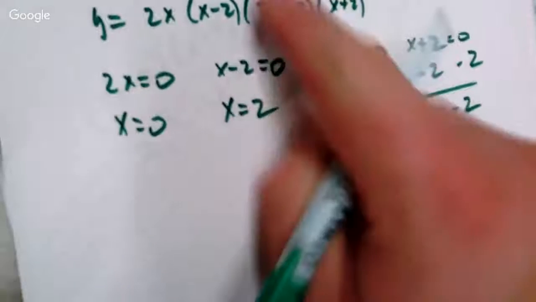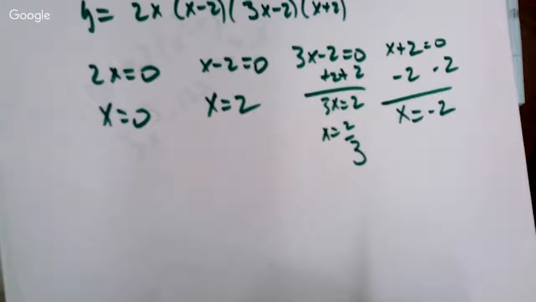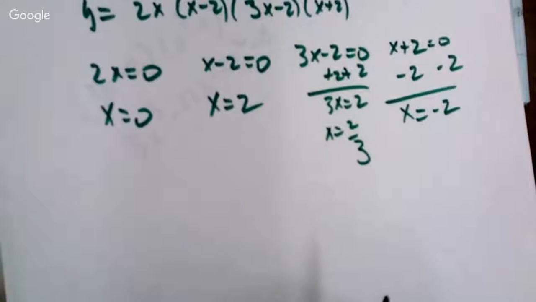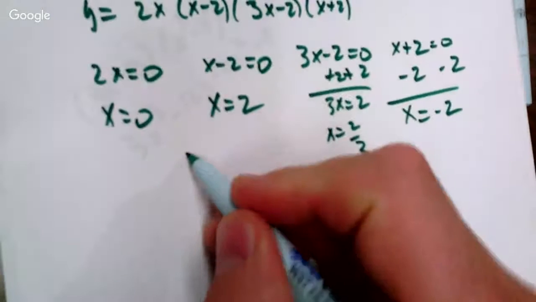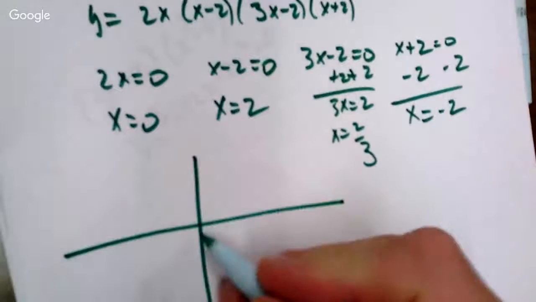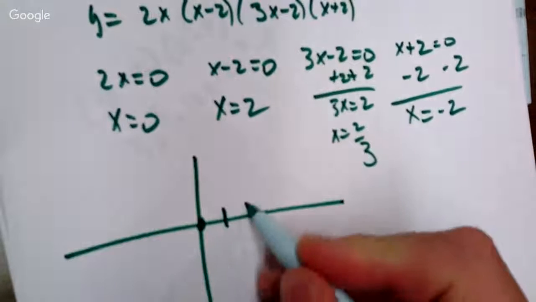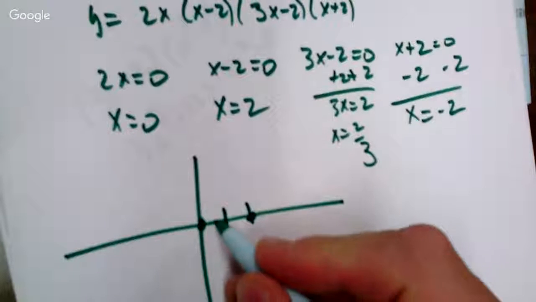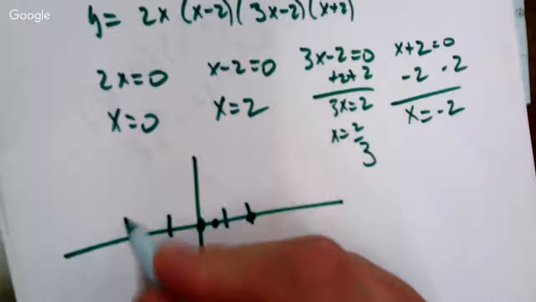Notice every one of them is just of degree 1. So when we look at our graph, there's going to be a 0 at 0. There's going to be 1 at 2. There's going to be 1 at 2/3. There's going to be 1 at negative 2.